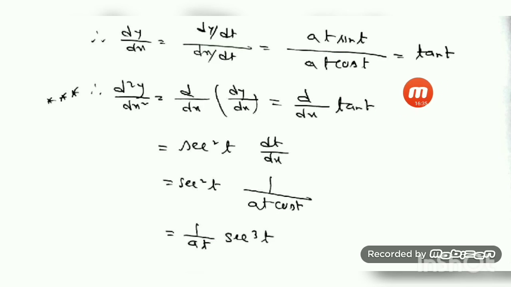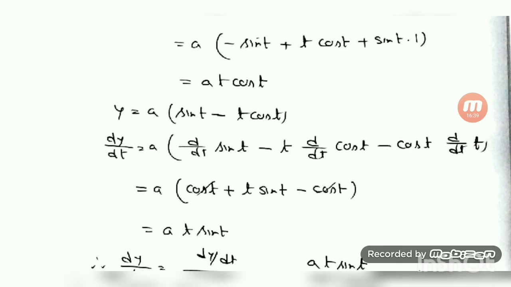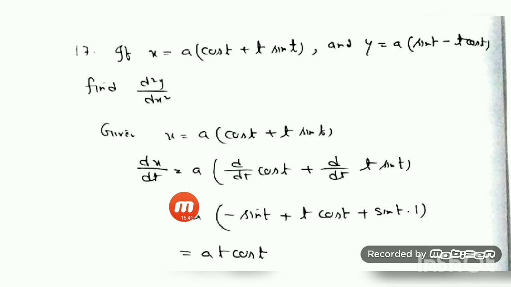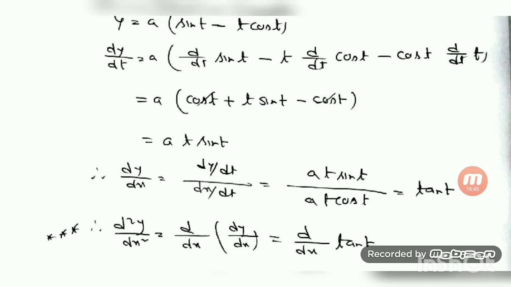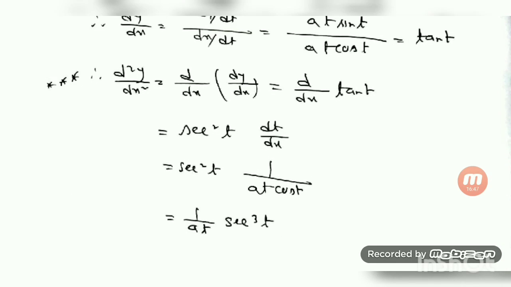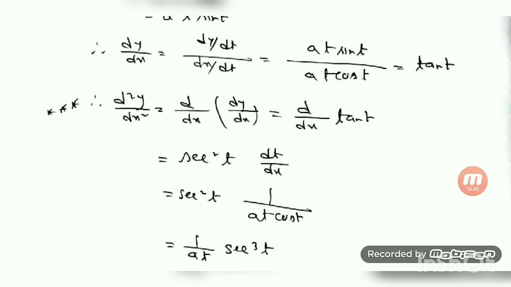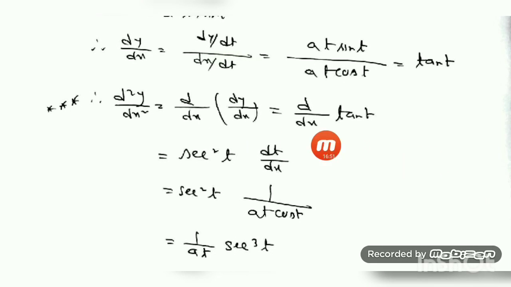Now you see, for d2y/dx2 you cannot directly take d2y/dt2 and d2x/dt2. That is not the procedure. To get d2y/dx2, you have to take the derivative of dy/dx. So I have taken d/dx of dy/dx. Now put d/dx of dy/dx as tan t. Got it? So dy/dx you get first, then this is very important, that's why I have put star marks here. Okay, so tan t.